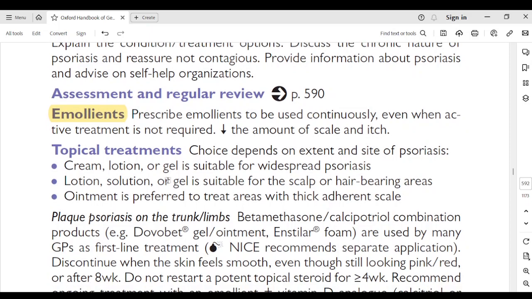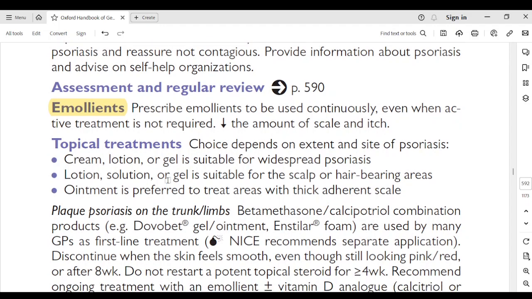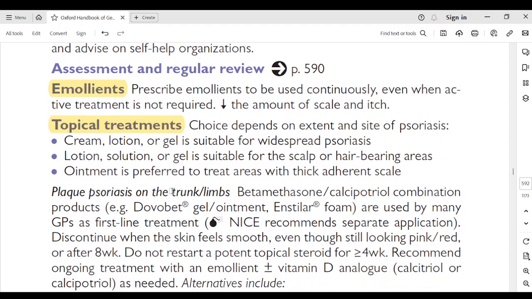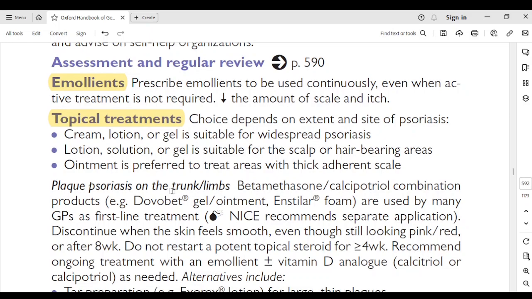Emollients: prescribe emollients to be used continuously even when active treatment is not required. They decrease the amount of scale and itch. Topical treatments: choice depends on the extent and site of psoriasis. Cream, lotion or gel is suitable for widespread psoriasis. Lotion, solution or gel is suitable for scalp or hair-bearing areas. Ointment is preferred to treat areas with thick adherent scale.